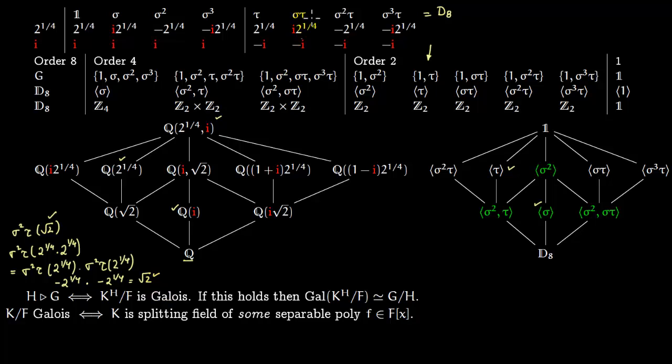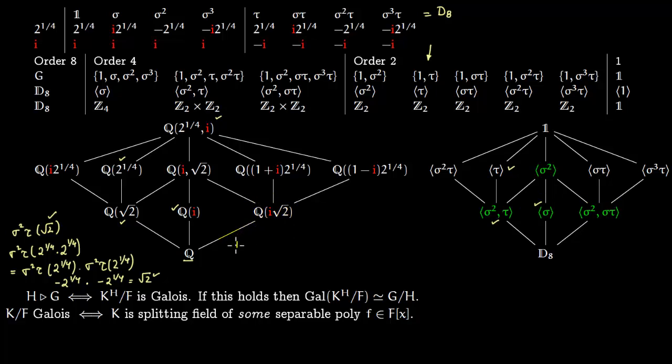Nothing else is fixed. You can see 2^(1/4) is mapped to i 2^(1/4), and this i is mapped to minus i. So the fixed field is root 2 right here. Similarly, you can see sigma square and sigma tau. They will fix this complex i root 2. So you have to check for both the generators.